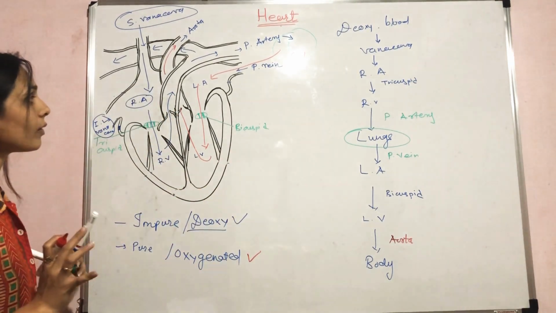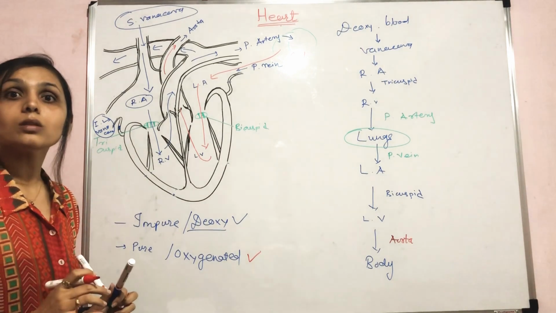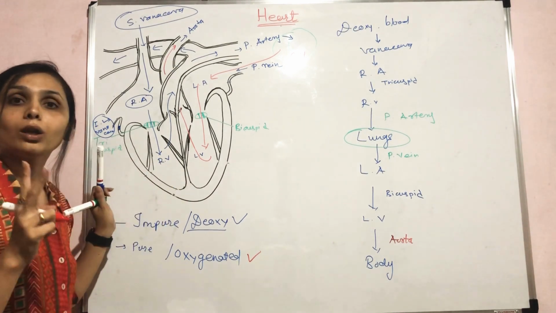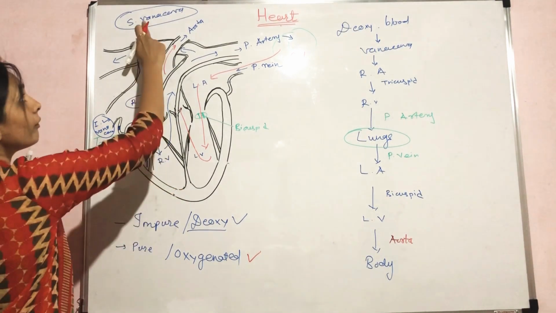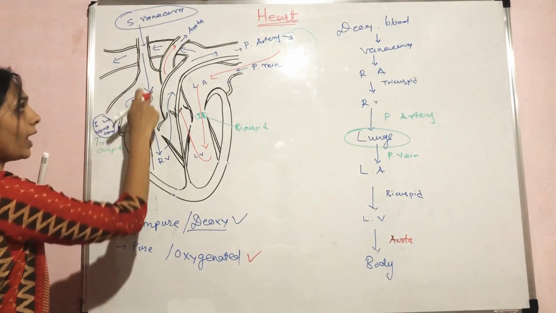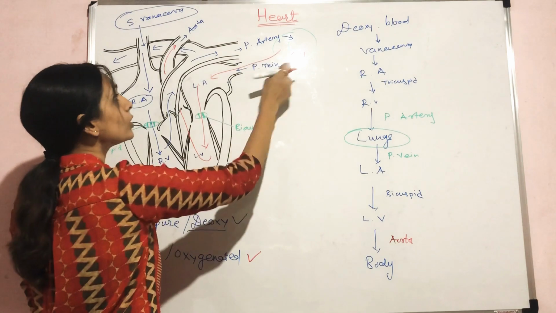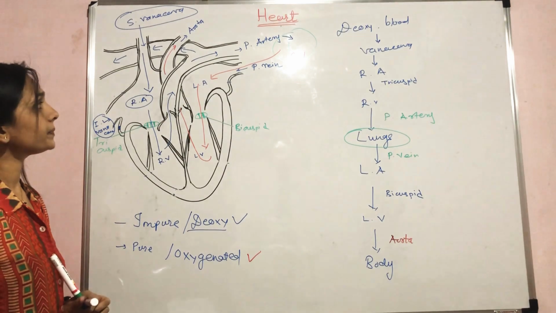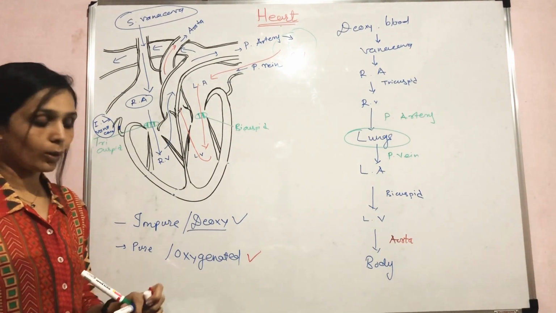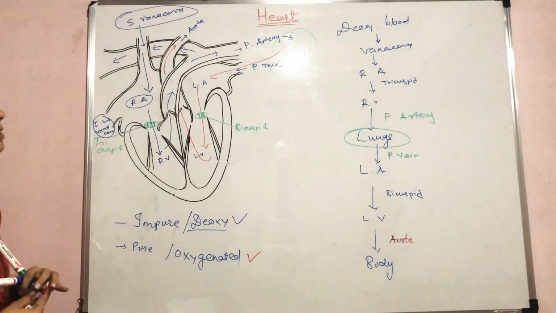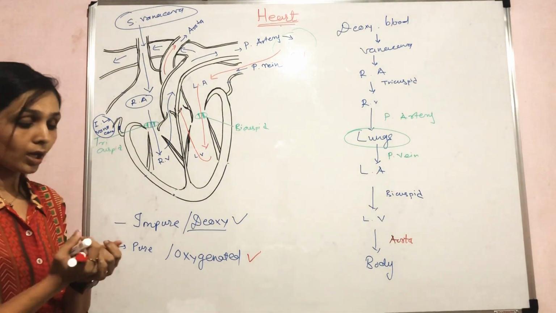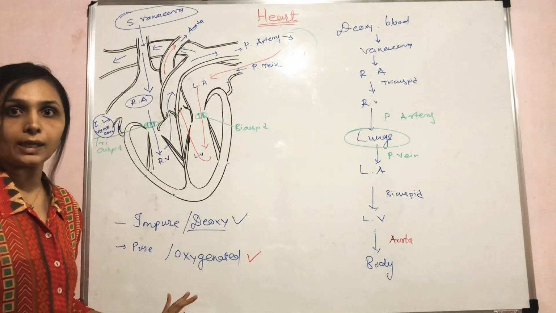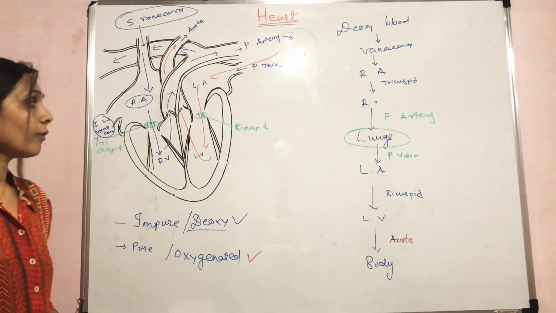This is why the circulation of blood is known as double circulation. Why is it known as double circulation? Because the blood enters our heart twice: first from the vena cava into the right atrium, and second through the pulmonary vein into the left atrium. That's why our heart always has double circulation. Also, there is no mixing of deoxygenated and oxygenated blood anywhere because of the 4 chambers and 4 valves.